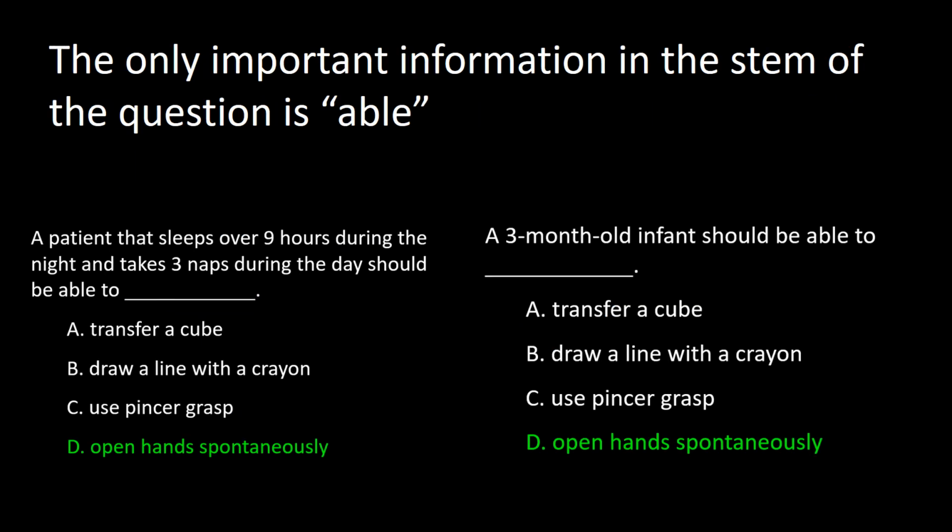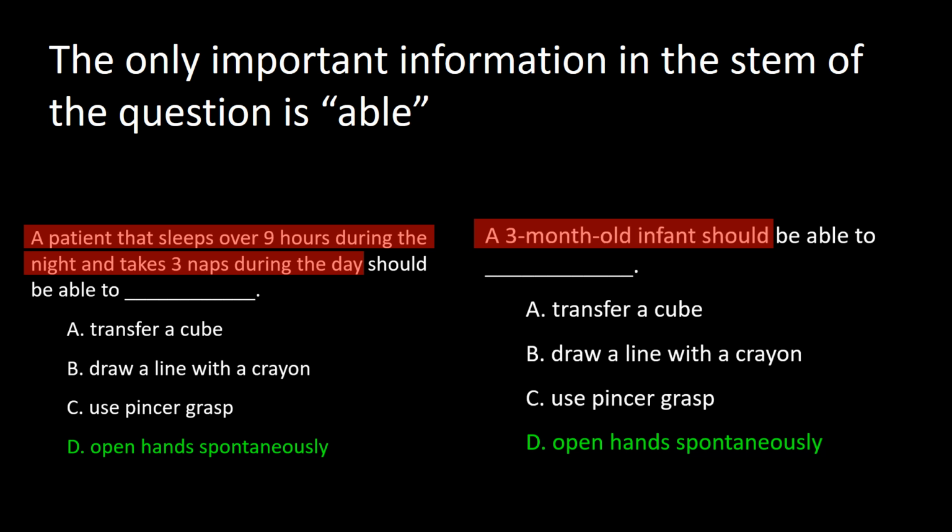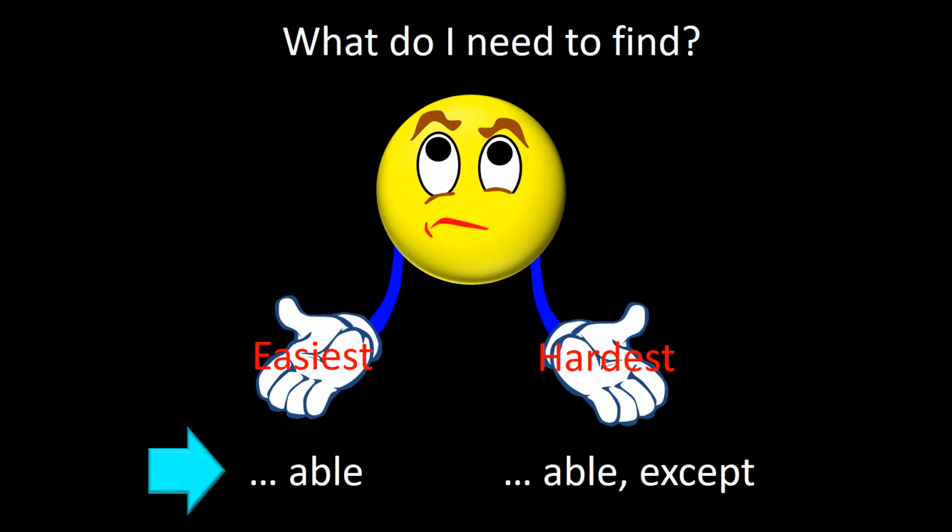In this frame, you can look at the two prior questions. Note that the only important information in the stem of the question is able. Spending the time figuring out the sleep schedule of infants at different ages is a waste of time, as is considering the age in the first question. So we have looked at two examples of questions with just able in the stem.